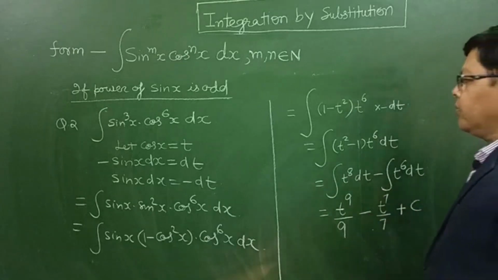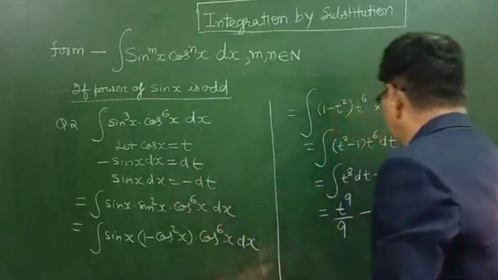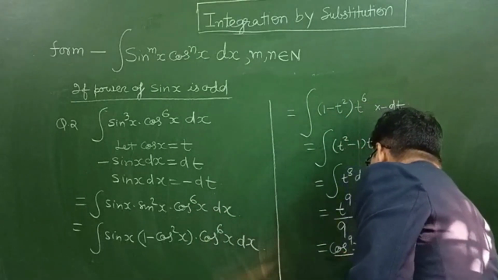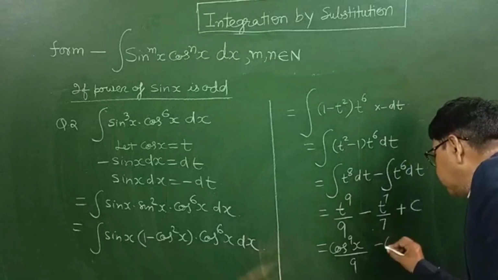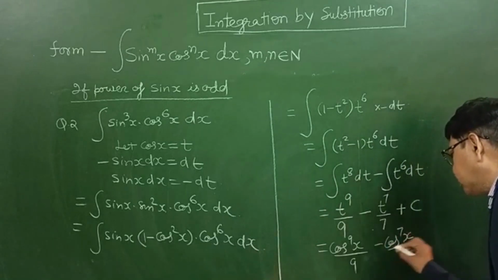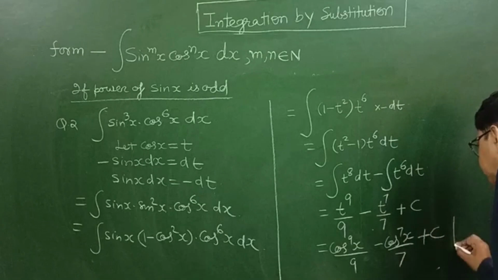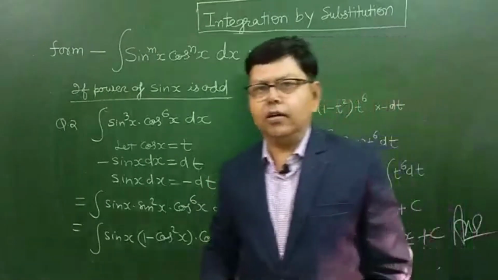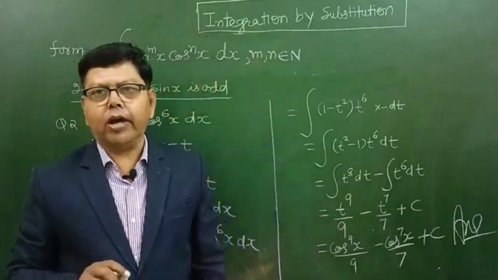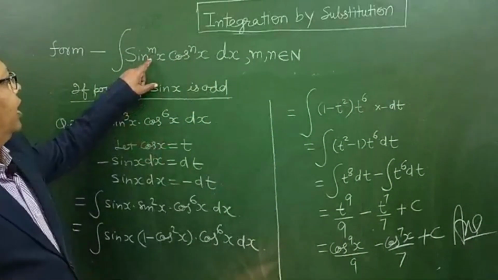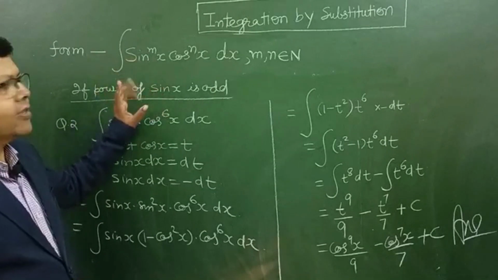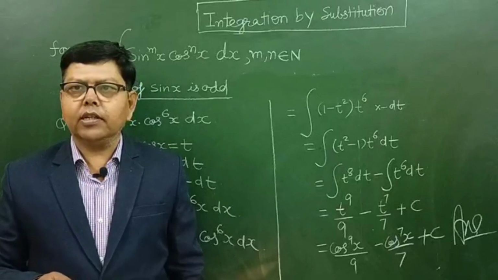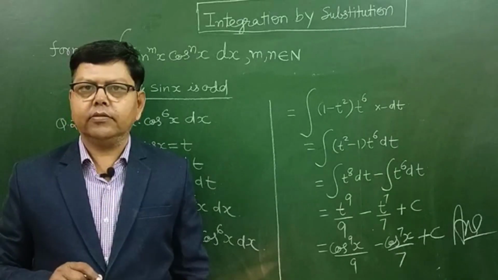Now putting the value of t equal to cos x here, this is equal to cos^9 x upon 9 minus cos^7 x upon 7 plus c. So this is the final answer. So in these types of questions, students keep one point in mind. If the power of sin x is odd, then take cos x equal to t, and if the power of cos x is odd, then take sin x equal to t.